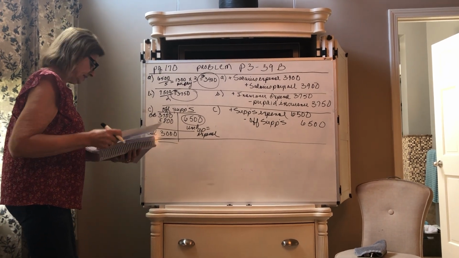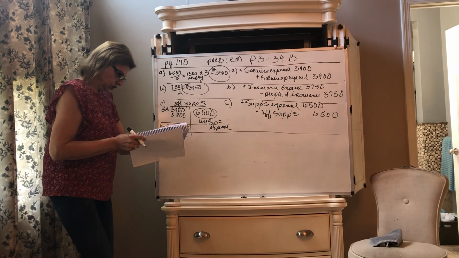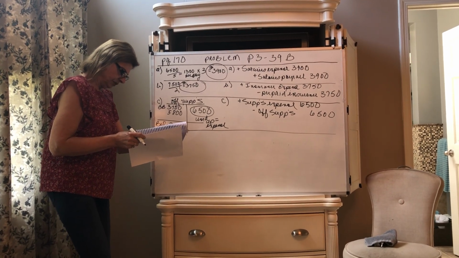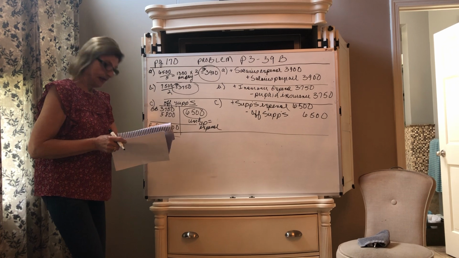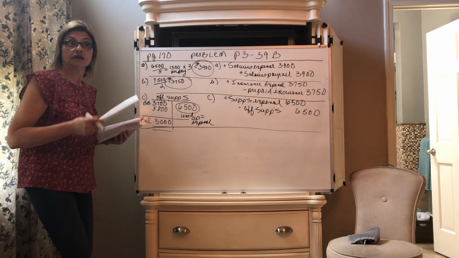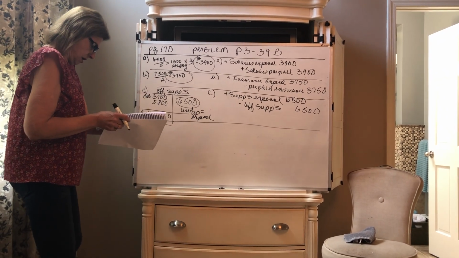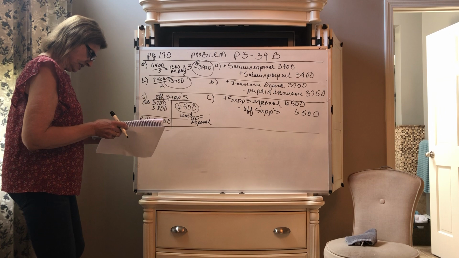Okay, so letter D. During December, Lopez designed a landscape plan and the client prepaid them $6,000, so they had unearned revenue. They got the cash before they did the work. Lopez recorded this amount as unearned revenue.